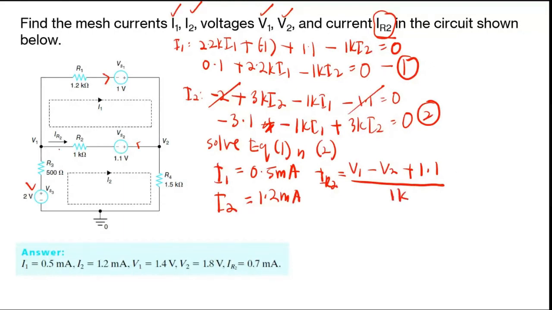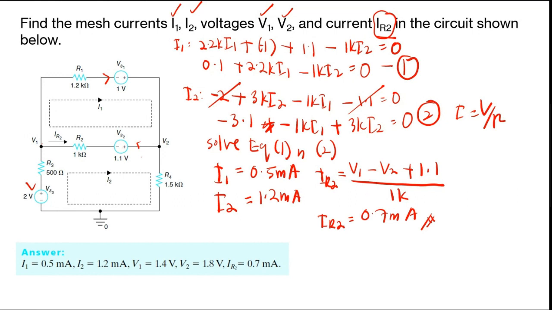So this, you know, Ohm's law, I equal to V over R, right? So just V1 minus -1.1, which is plus 1.1, minus V2, and then over 1K. So from here, you can find that your IR2 is actually equal to 0.7 milliampere. Okay.